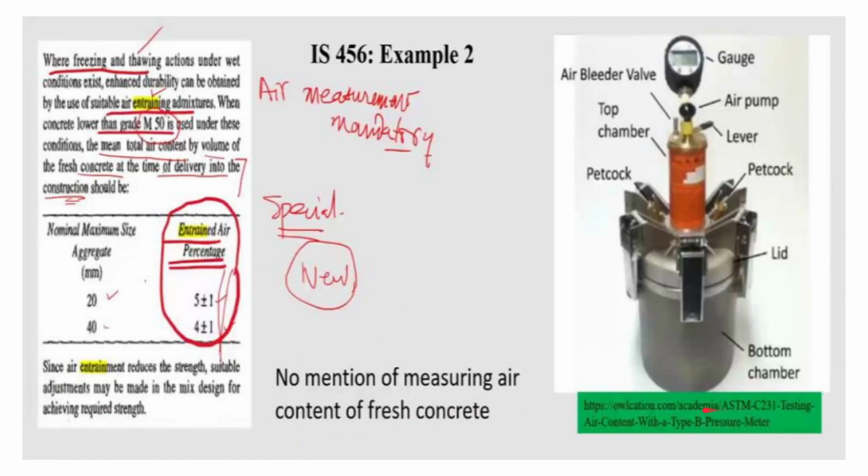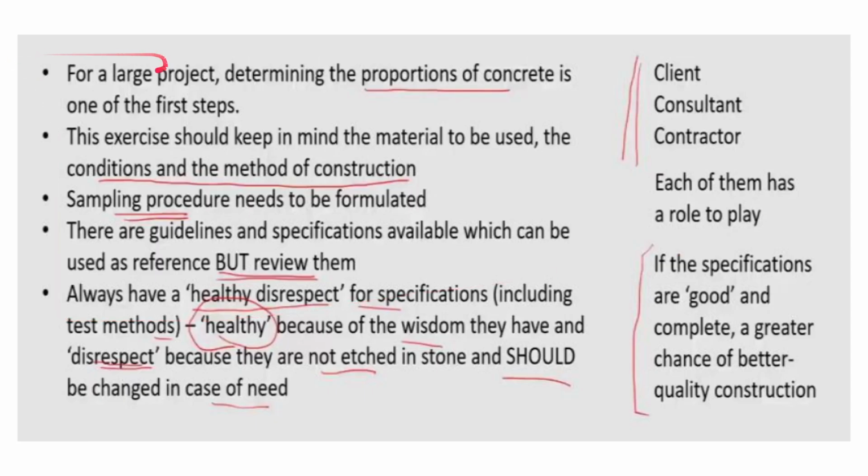As per ASTM C231, these are some of the testing methods. To understand this, we have to go to these codes and understand how it is done, which is beyond the scope of this course. Basically, for a large project, determining the proportion of concrete is one of the initial first steps, so this exercise should be kept in mind.